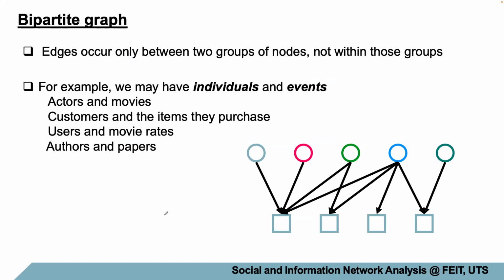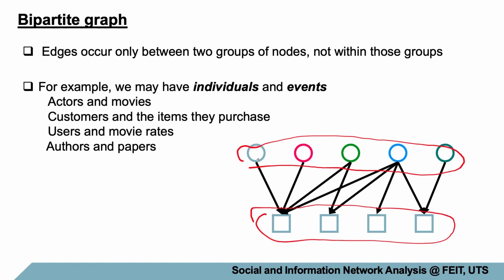Okay, so I guess we still have some time to introduce, in the last few minutes, two other types of graphs. One is the widely used bipartite graph. In a bipartite graph, we have two groups of nodes, like the example here. The edges only appear between the two groups of nodes, not within the groups. We call this kind of graph a bipartite graph.